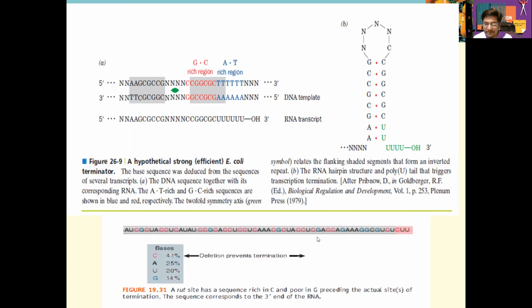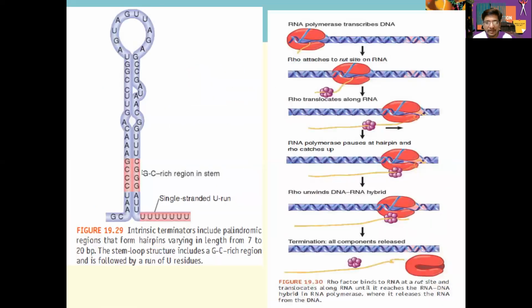And if this is terminated, you can see over here, so the termination is not going to take place otherwise. Look at this region I was talking about, the GC-rich region, that is going to form the strong hairpin loop. This is called an intrinsic termination, and this is going to vary. The hairpin size is going to vary from 7 to 20 base pairs, and the stem loop structure includes the GC-rich region I just spoke about.